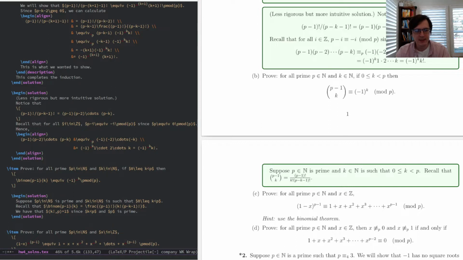Because if the GCD were not 1, it would be p, and then p would divide k factorial, and then by the primality property, p divides 1, or p divides 2, or p divides 3, all the way up to p divides k. But k is less than p, so none of those happen. So the GCD is not p, and that's 1.